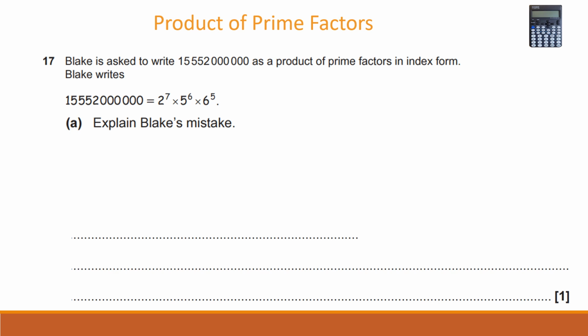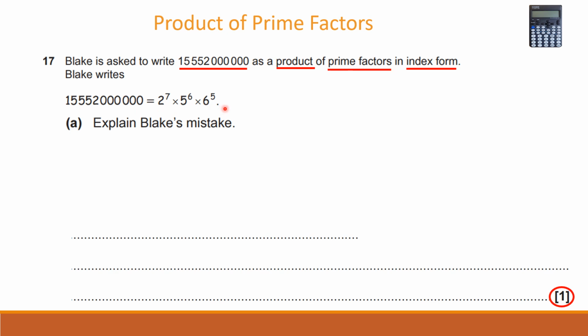In this question, we're going to be looking at product of prime factors. Now we've been given a really large number, and this number is 15,552 million, and we've got to write it as a product of prime factors in index form. And we're told that this number here is equal to 2 to the power of 7 times 5 to the power of 6 times 6 to the power of 5. And we've got to explain the mistake. And this is worth 1 mark. So we've got to look at this and say what is wrong with this.